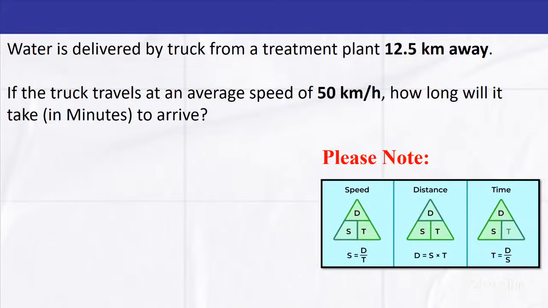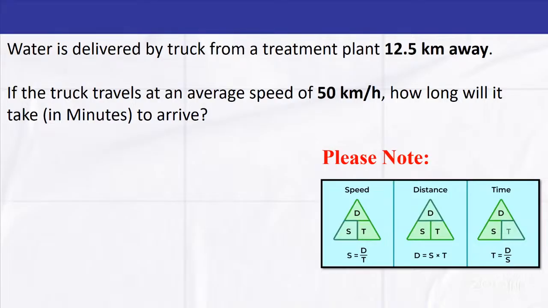So if we revise carefully what we're talking about in terms of distance, speed, and time, looking at this picture that we have here, we can see that speed can be determined by dividing the distance by the time, distance can be determined by multiplying the speed by the time, and time can be determined by dividing the distance by the speed. So in our case, which of these are we finding? Because we are asked, how long will it take in minutes to arrive? How long, and in minutes. Which of these are we referring to?